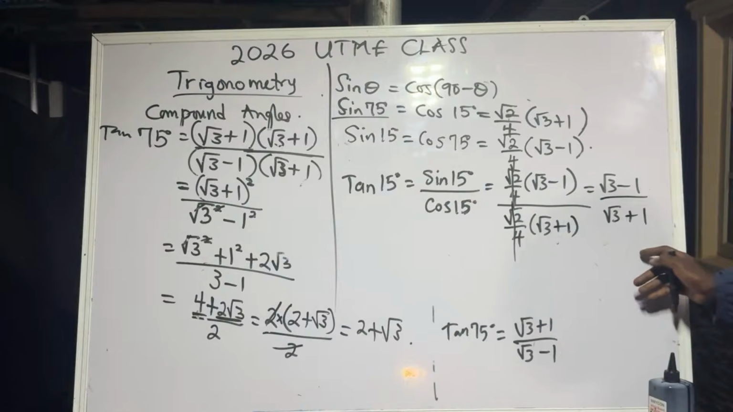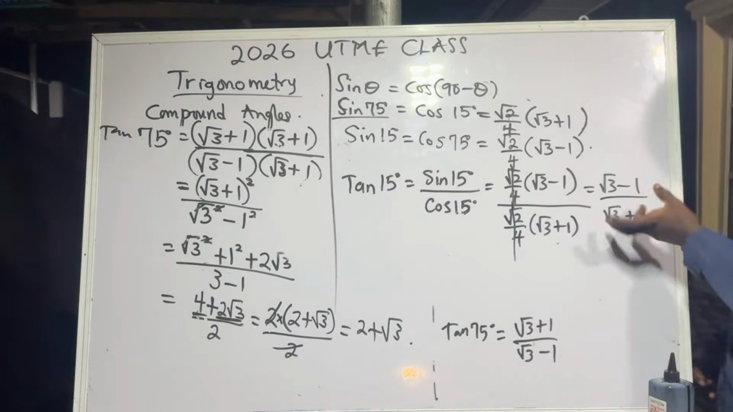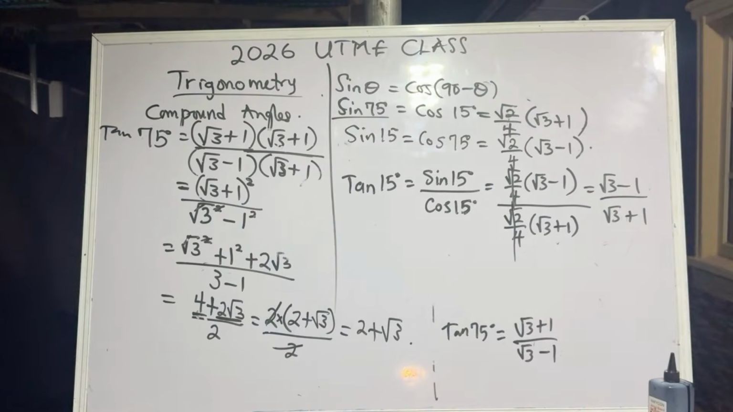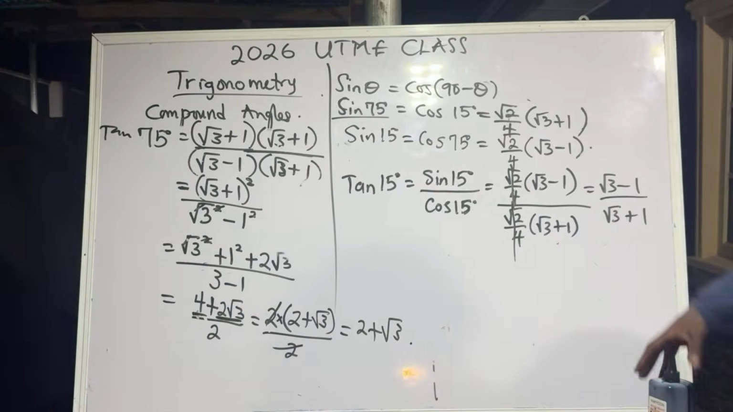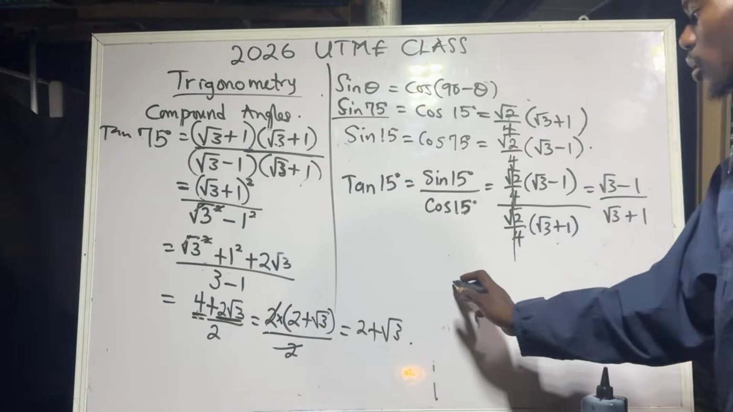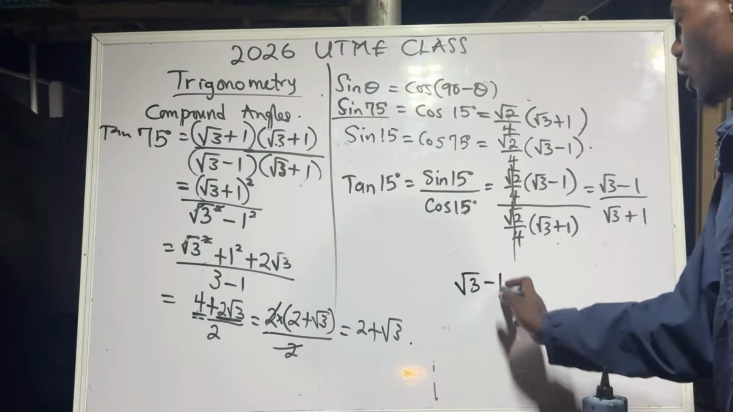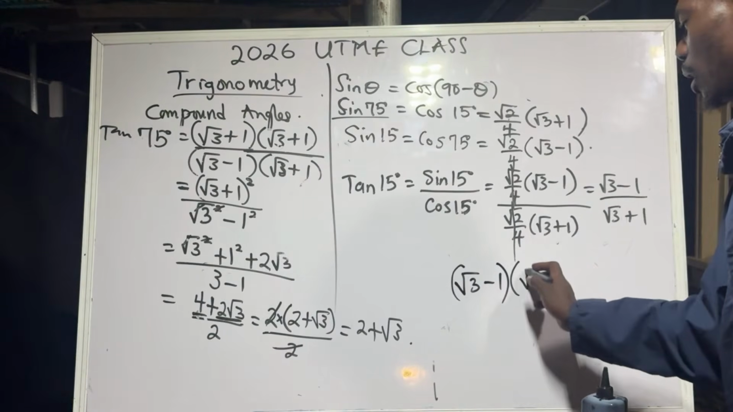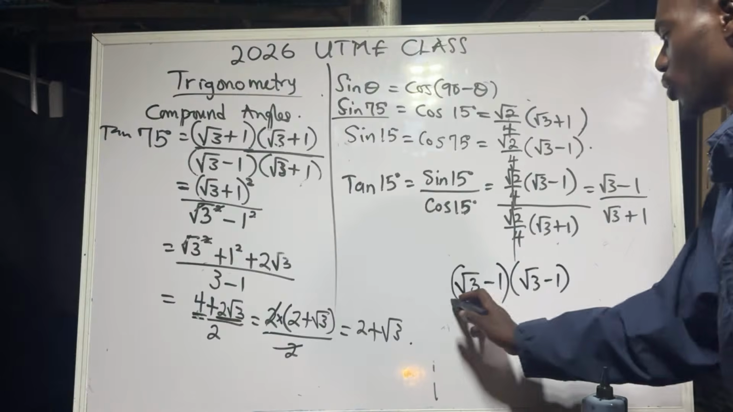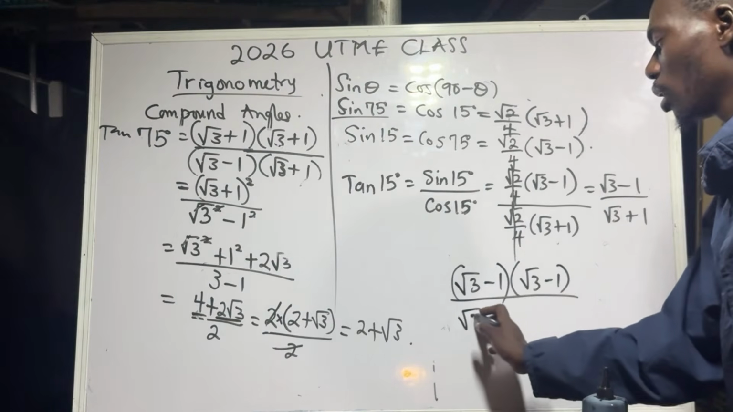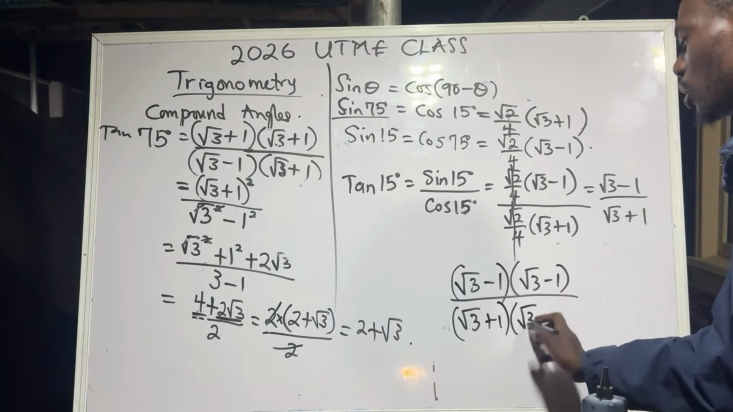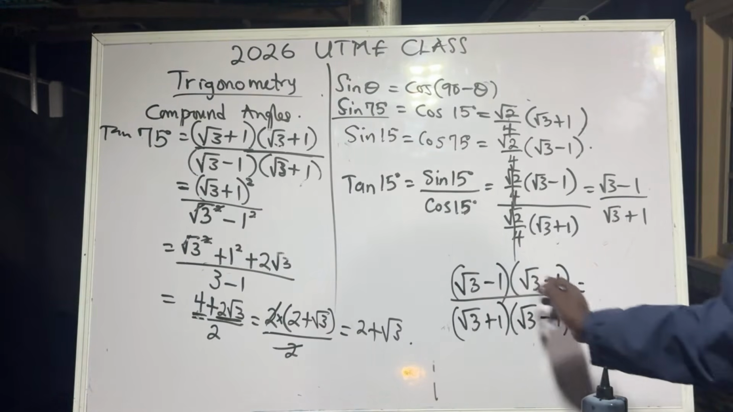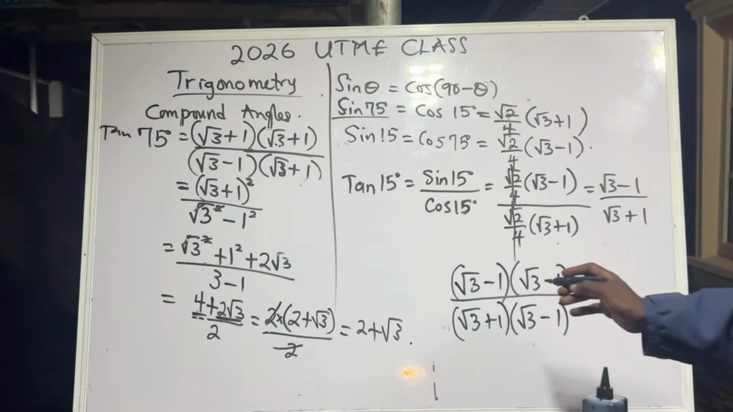Then you rationalize the denominator by multiplying both numerator and denominator by the conjugate of the denominator. So what's the conjugate of root 3 plus 1? That will be root 3 minus 1. So I'll say root 3 minus 1 multiplied by another root 3 minus 1, which is the conjugate of the denominator, and root 3 plus 1, what I had at the denominator earlier, multiplied by the conjugate of the denominator. So this one here is what? Perfect square, meaning it is root 3 minus 1 square.